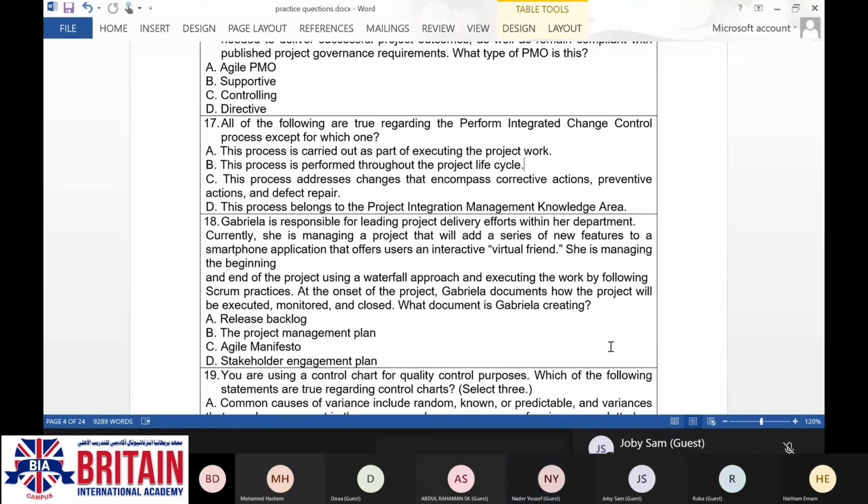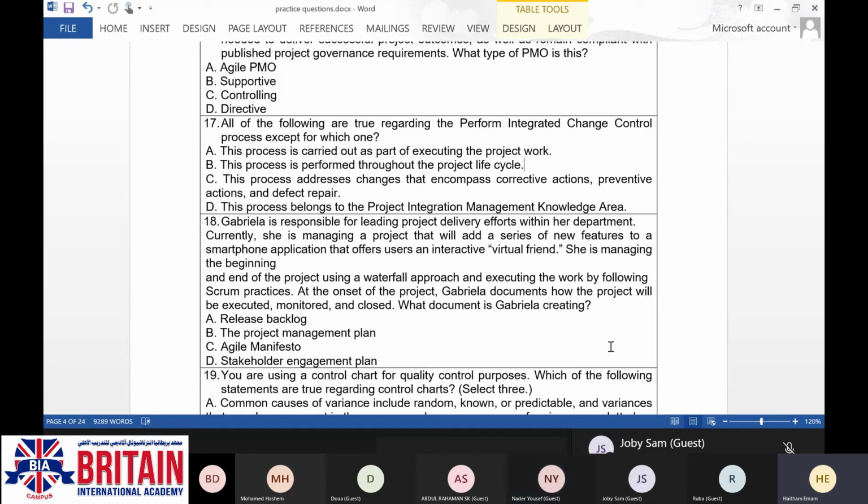I think it is the first one. Why? Because all the other three are true. And why are you sure that the first one is wrong? Because it's not a part of executing. So it is part of what? Changing. After you finish and agree on what is coming out of the change control process, it goes to the executing, but itself it's not executing. So it's coming under what?